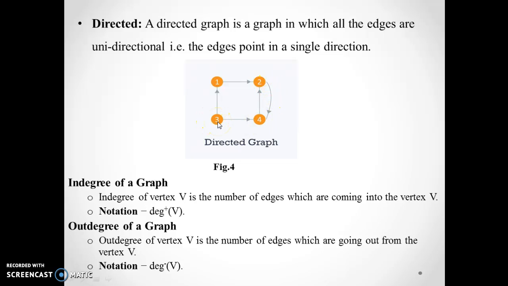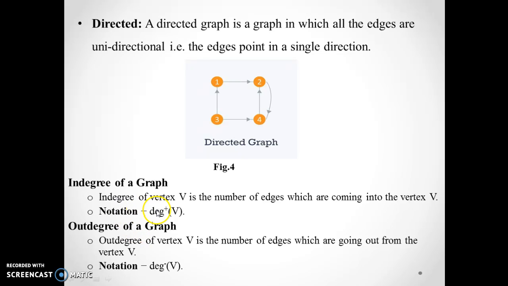Now the vertices in 3 and 4, there is an edge coming from 3 to 4, and the vertices in 3 and 1, the edge is coming as 3 to 1. So based on the direction of the graph, it is again of two types. In degree of a graph. In degree of a vertex V is the number of edges which are coming into vertex V.